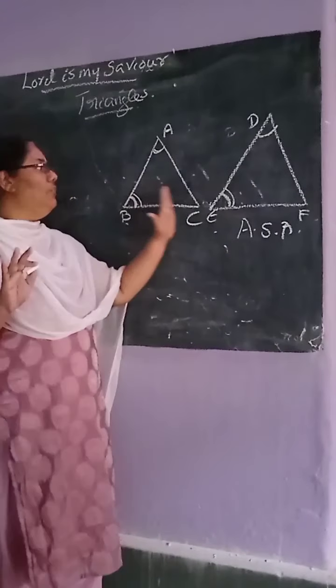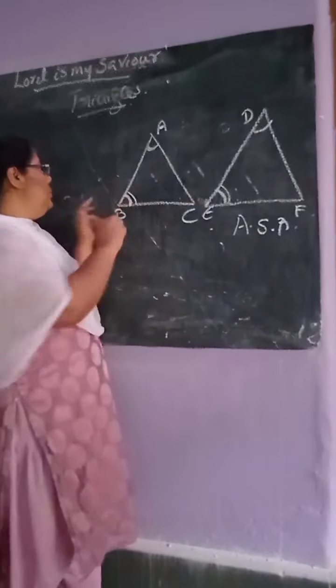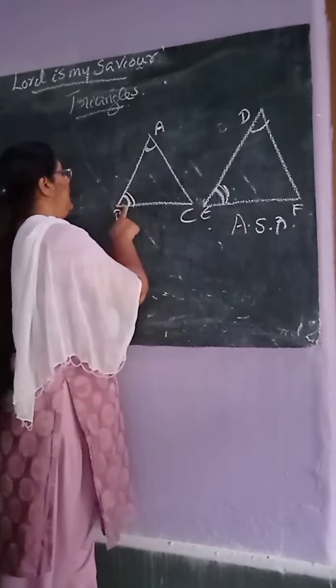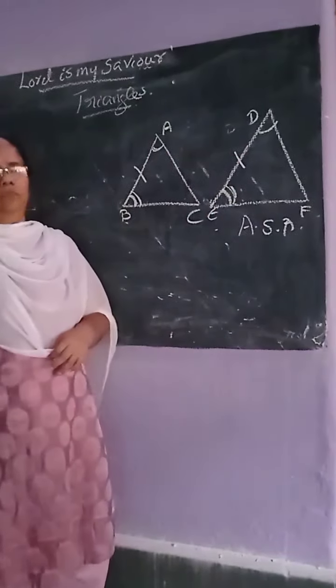Look at the figure, draw the figure. Here one arc, then here two arcs. That means angle A equals angle D and angle B equals angle E, and this side. Draw the figure.